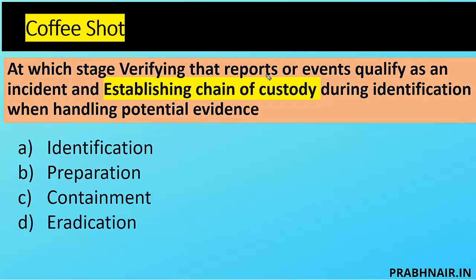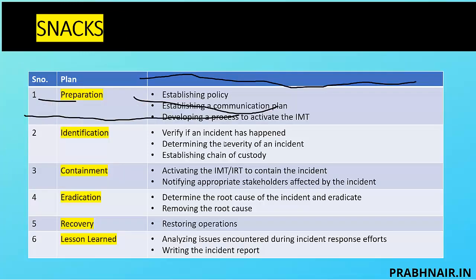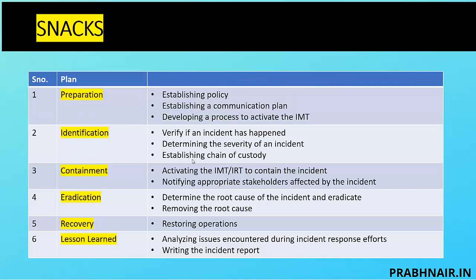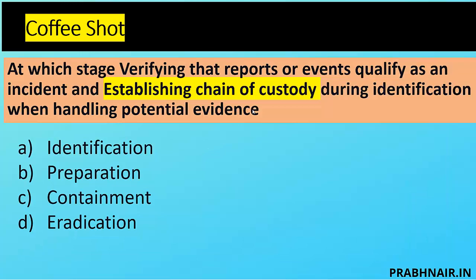At which stage of incident response management is verifying the report or event qualifying as an incident, establishing a chain of custody during identification when handling the potential evidence? Option A, identification; option B, preparation; option C, containment; option D, eradication. If I go back to the snacks, chain of custody, severity, verify is coming in the identification. And that is the same thing: establishing a chain of custody, qualify as an incident.